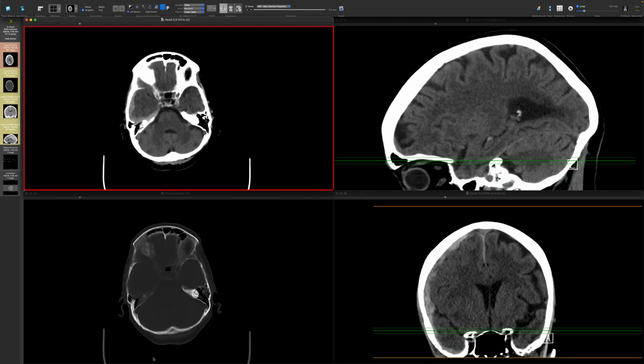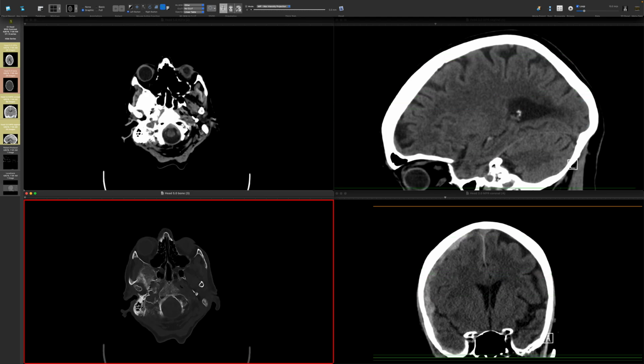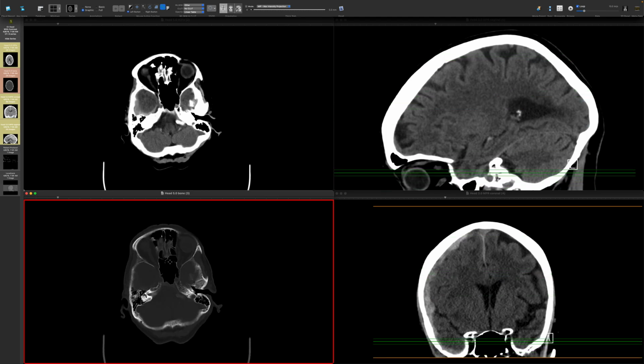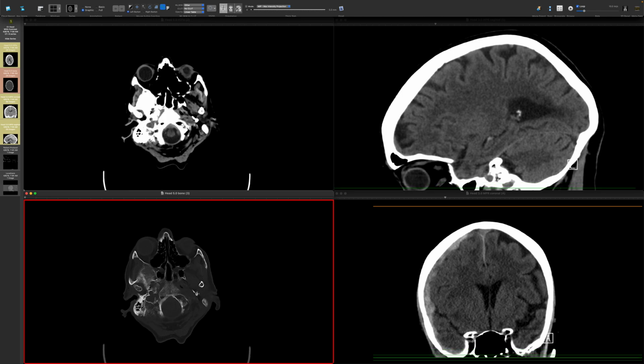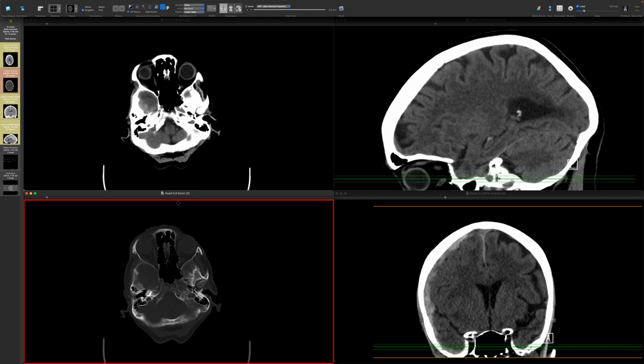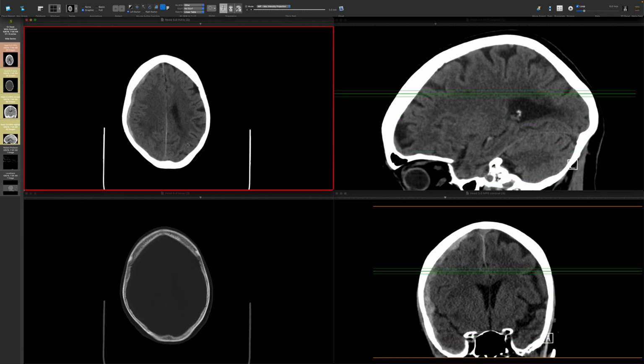The posterior fossa looks good. The skull is intact. The extracranial structures look fine. The paranasal sinuses and mastoid air cells are clear. The portions of the orbits that we see are unremarkable.